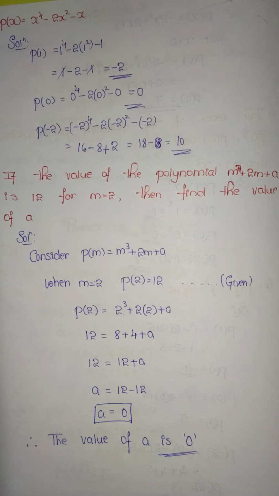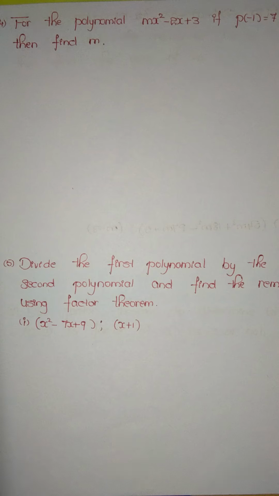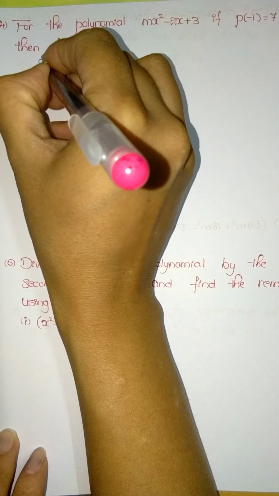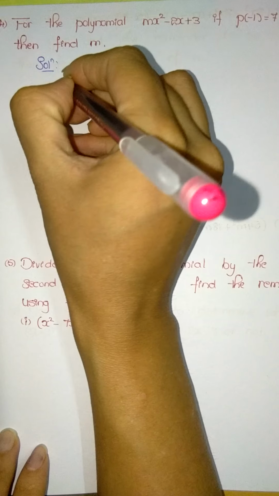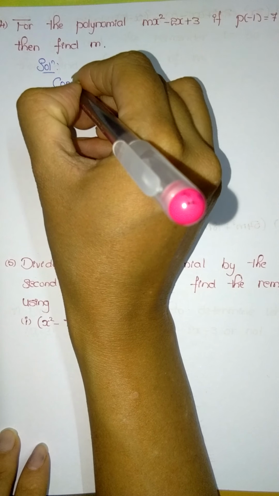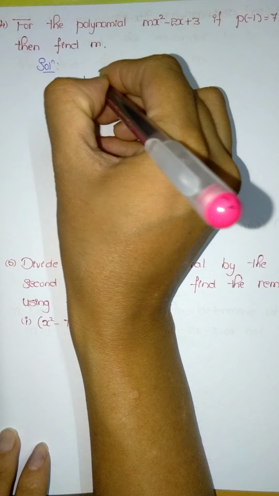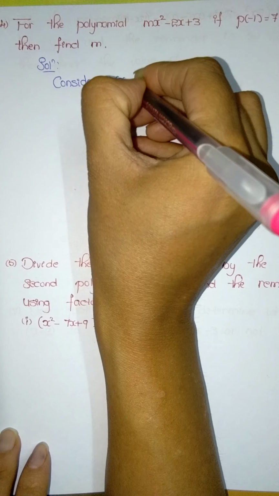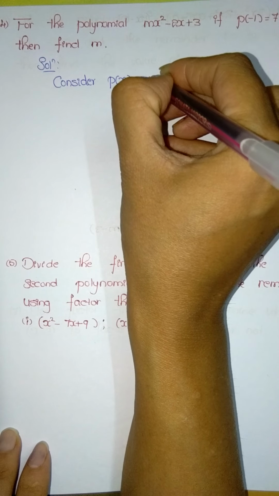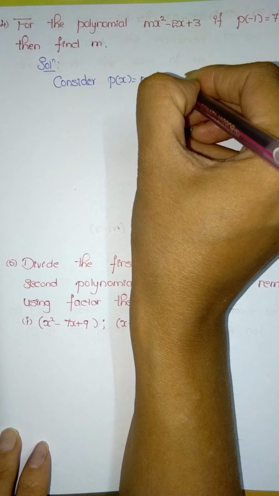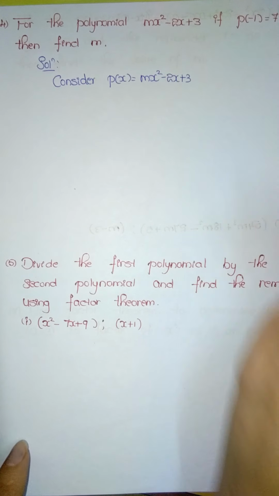Next move on to the question number 4. Question number 4. For the polynomial mx square minus 2x plus 3, if p of minus 1 equal to 7, find the value of m. So यहाँ पे m क्या है वो find out करना है. So here solution same as previous. Consider p of x equal to mx square minus 2x plus 3.